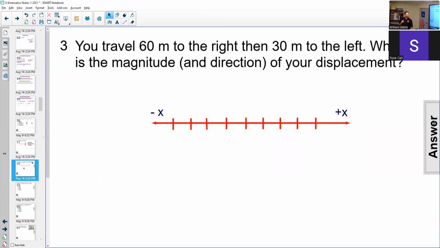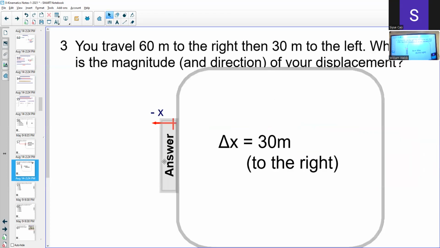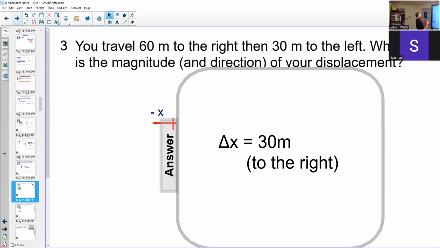All right, you travel 60 to the right, 30 to the left. What is the magnitude and direction of your displacement? Think about that. Don't say it, just think about it for a second. Raise your hand when you know. Okay, Annie, what do you think? 30 meters to the right. And I saw Sarah, thanks for raising your hand there too. Glad you're following along. All right, we okay so far? Making sense? Yeah.